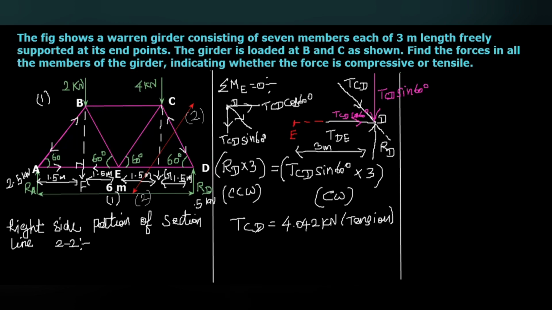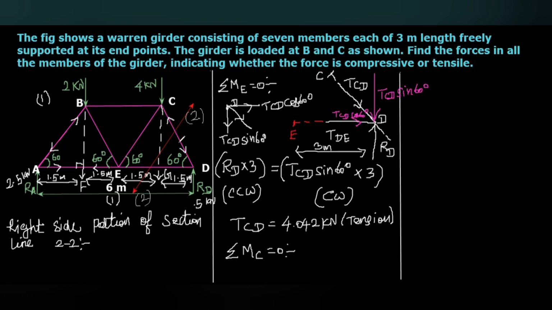Now we calculated the force in the member CD. Now the force in the member ED. For that, I'm going to take moment about C and equate to 0. When I take moment about C and equate to 0, this is point C.